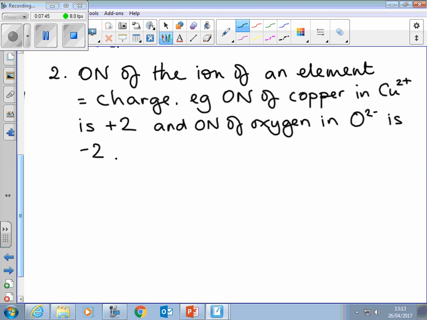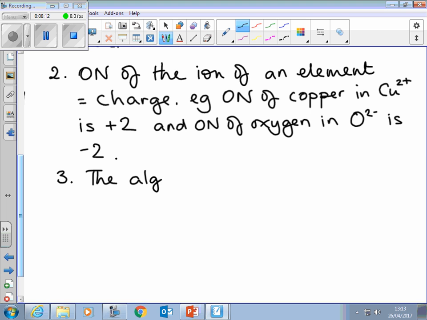Now, the third rule is that if you've got a molecule that's neutral, like water or carbon dioxide or methane or something like that, then if you add up all the oxidation numbers, you'll get 0. Which is fair enough. So it's the algebraic sum. It depends how many you've got, obviously.